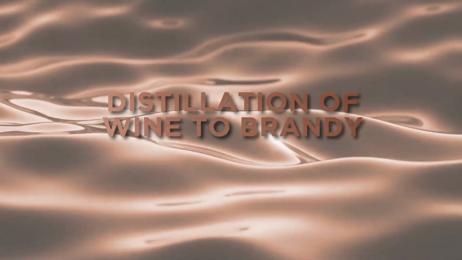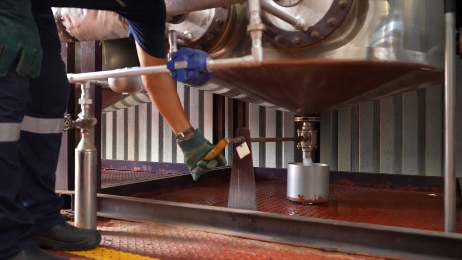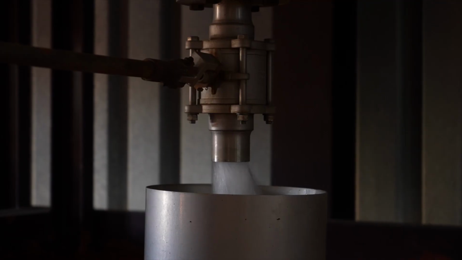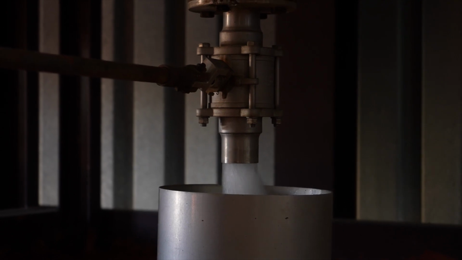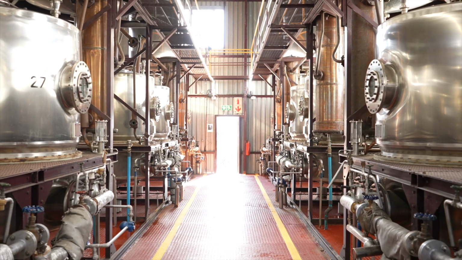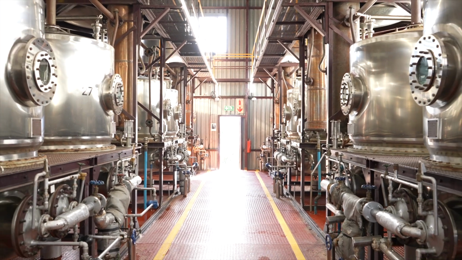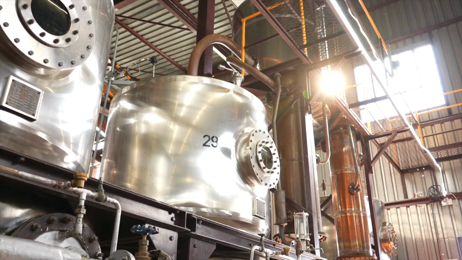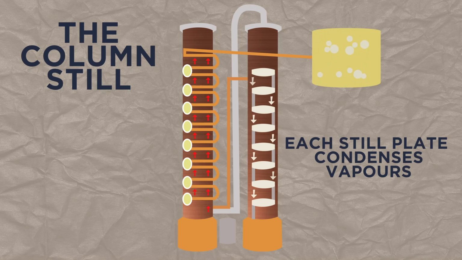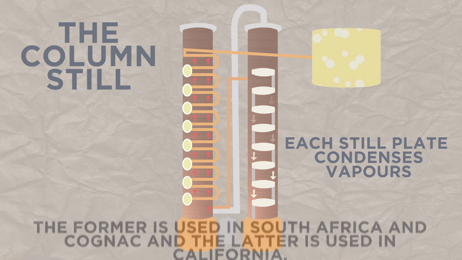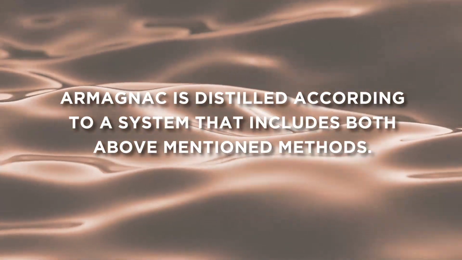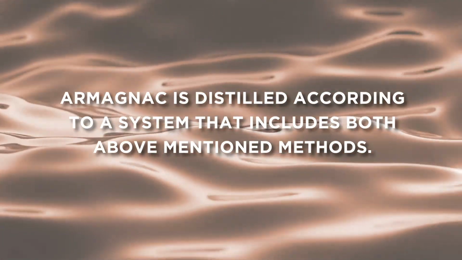Distillation of wine to brandy. The separation of ethanol and water is not the only factor in the distillation of wine. Various desirable and undesirable compounds must be either partially retained or removed. Distillation takes place primarily according to two methods, namely discontinuous or batch distillation, which pot stills are used for, and continuous distillation, which column stills are used for. The former is used in South Africa and Cognac, and the latter is used in California. Armagnac is distilled according to a system that includes both above-mentioned methods.